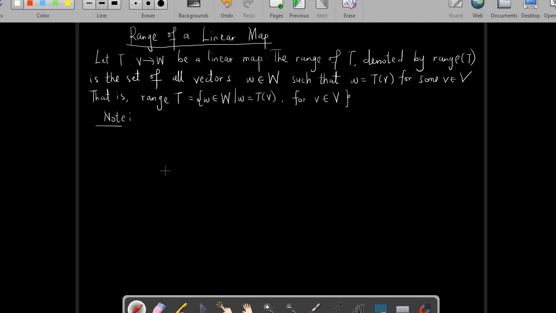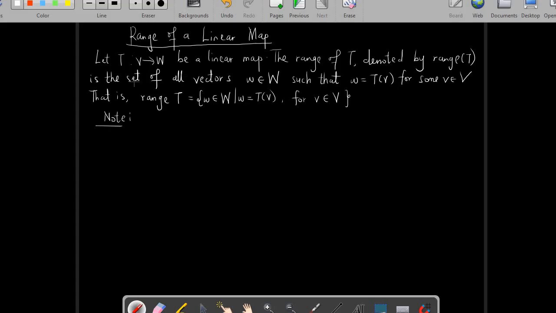Now we're looking at the range of a linear map. We have discussed the kernel of a linear map. To flash back, I said that the kernel of a linear map speaks to the domain, right? Now for your range, it speaks to the codomain. The kernel of a linear map is a subspace of your domain V, while the range of a linear map is a subspace of your codomain W.